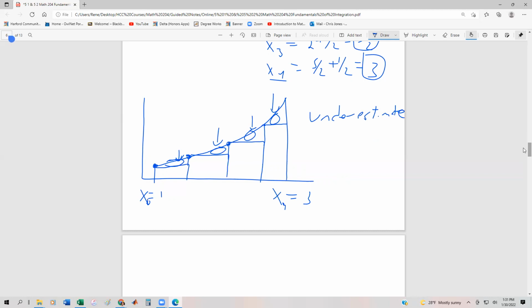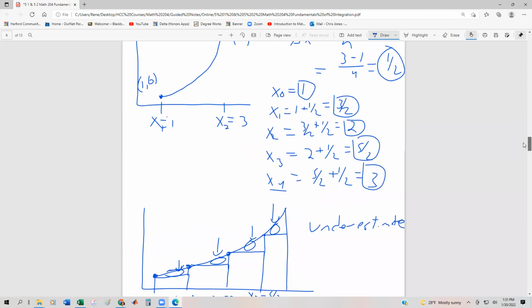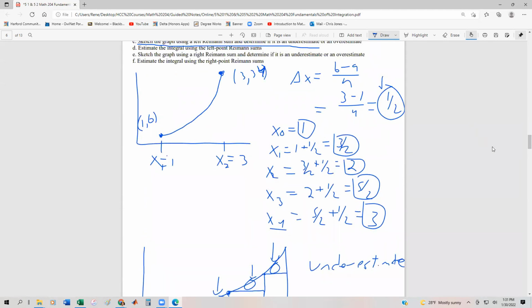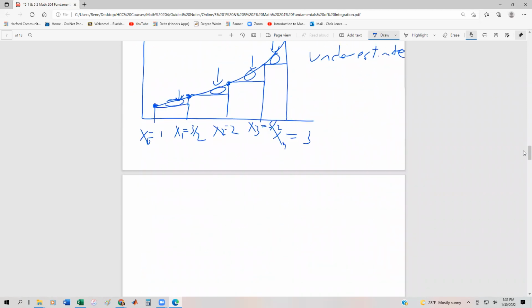All right? And let's just have these points where we had x1 was 3/2, x2 was 2, and then x3 was 5/2. Now we need those because when we compute the Riemann sum, we're going to substitute these values back into the function. Remember that the delta x is a half, which means that the base of each of the rectangles is a half. So this is a half, and this is a half, and this is a half, and this is a half.